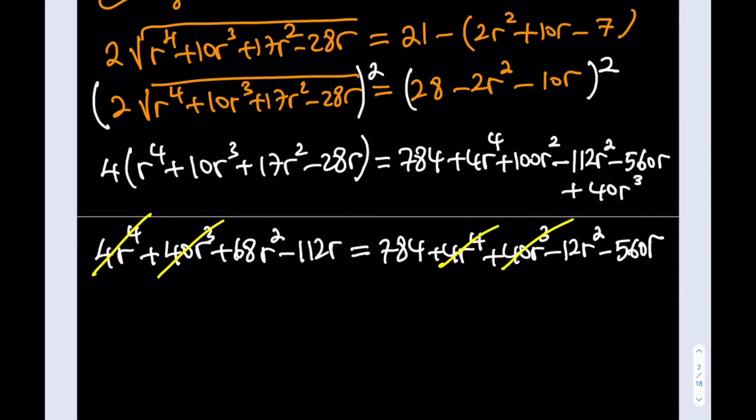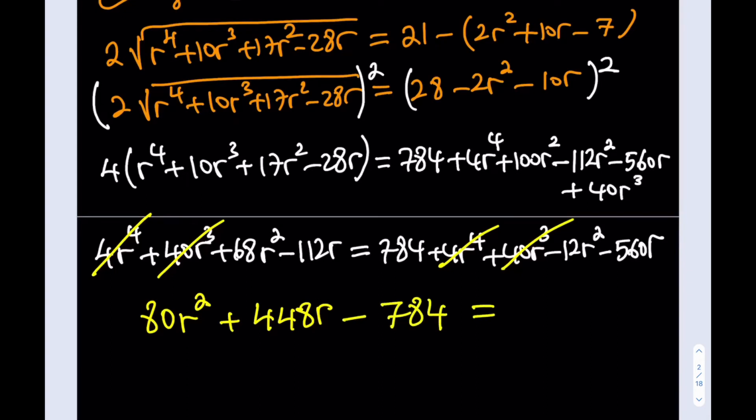Then what I can do is bring this negative 12 over here. That's going to give me 80r squared. Negative 560r is going to become positive. 560 minus 112 is going to be 448r. And then finally, our only constant is going to be minus 784. Look how simpler this gets, right? Okay, awesome. We ended up with a quadratic equation. Beautiful. Now we can solve it, but the numbers are still way too large.